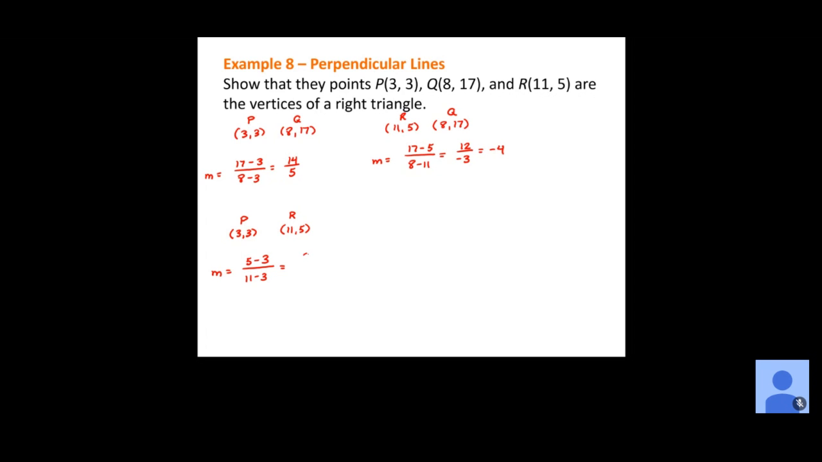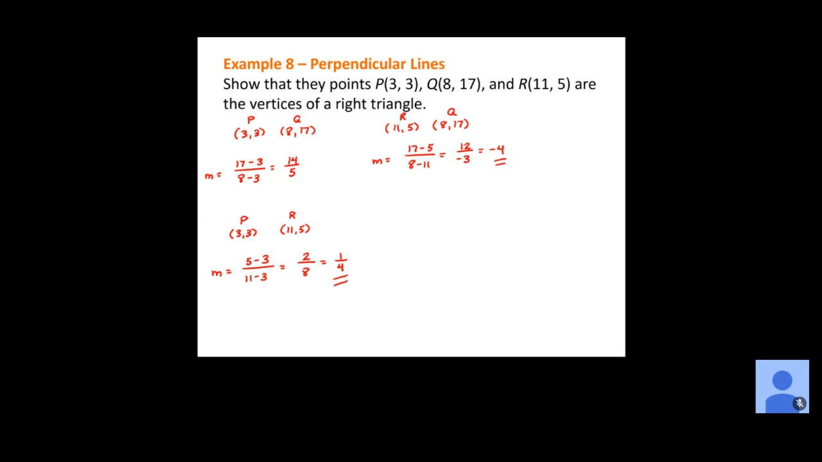Well, 5 minus 3 is going to be 2. 11 minus 3 is going to be 8. And if we simplify that, 2 goes into both of those values, so we get 1 over 4. So now if we look, this value here, negative 4, and this value right here, 1/4, those are actually opposite reciprocals of each other. One is negative, one is positive, and 4 is the reciprocal of 1/4.